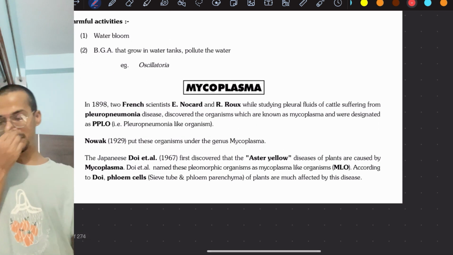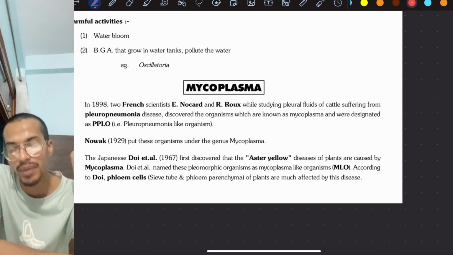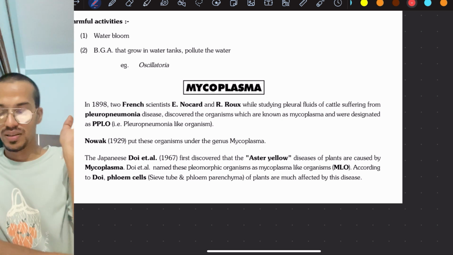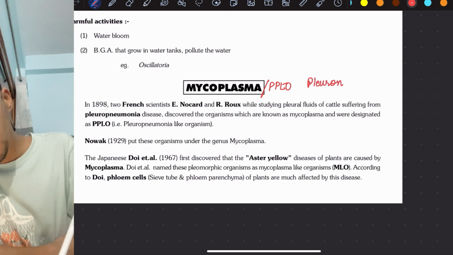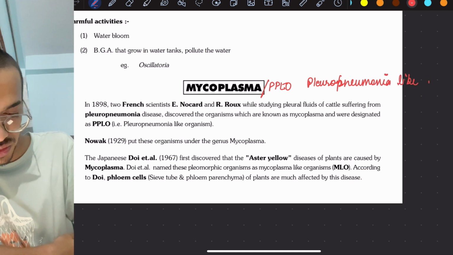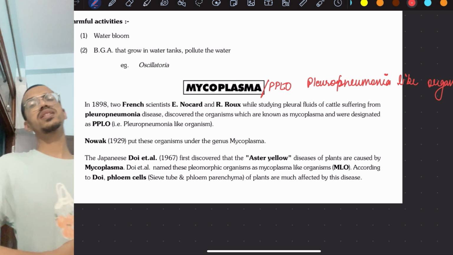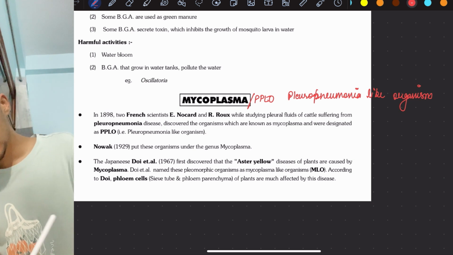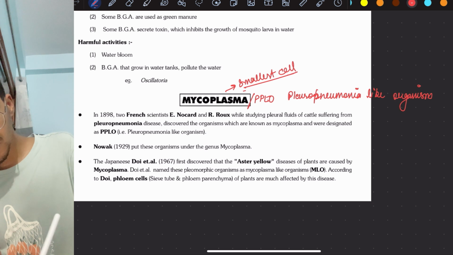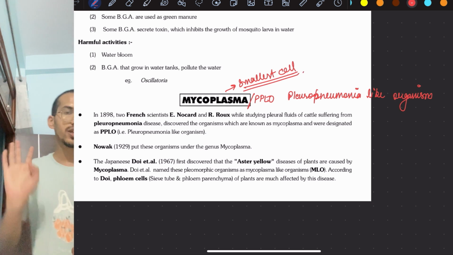Next is the mycoplasma. Now for mycoplasma, the first thing you have to remember is that they have other names also. What are the other names? PPLO. What is PPLO? Pleuropneumonia-like organisms. Means they are those organisms which cause pneumonia. Okay, so these things are very small. They are the smallest cell, because after that nothing is smaller than mycoplasma.